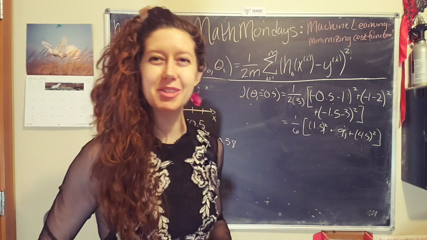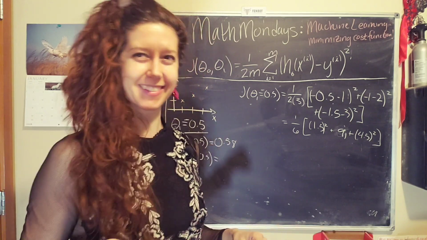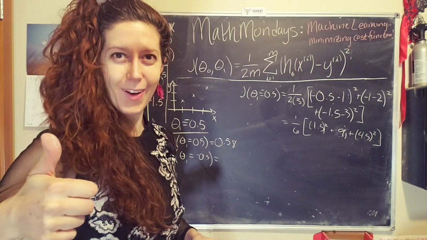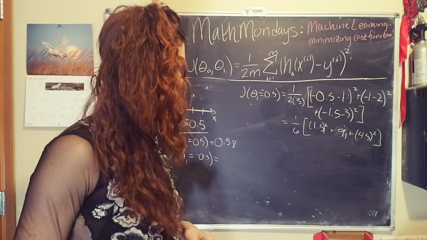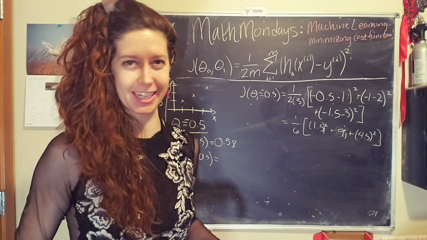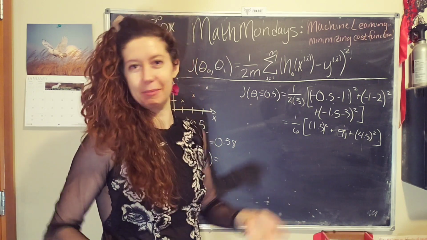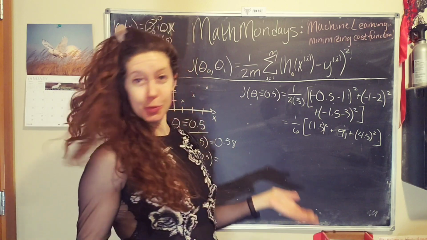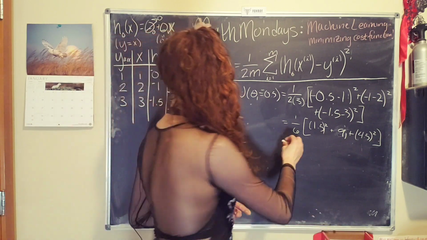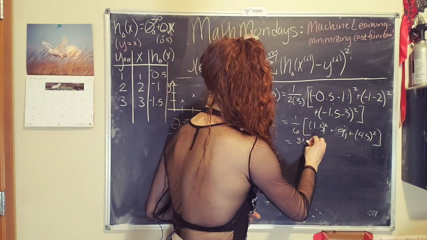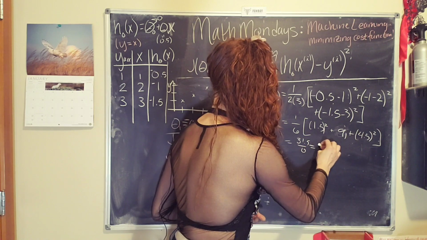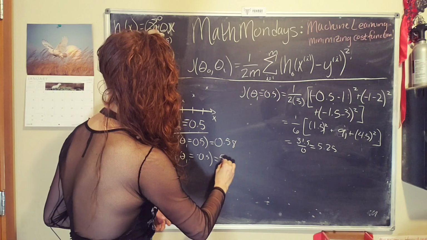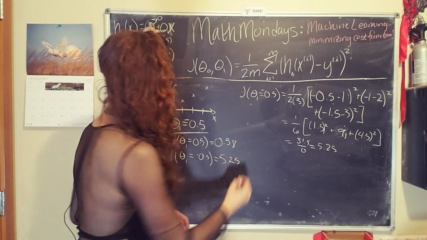And here's where I pause the video to actually do the calculation, because I didn't do this one yet. All right. Okay, so I use a calculator because I don't do arithmetic anymore. I don't need to. Yay for calculators. Use the tools when you got them. Okay, so this equals 31.5 over 6, which is 5.25. Okay, so now we know that this is 5.25.